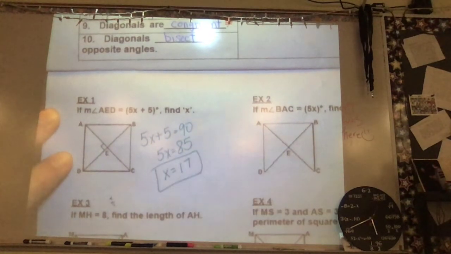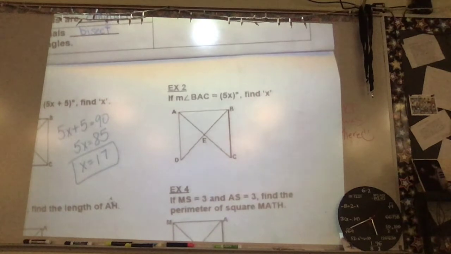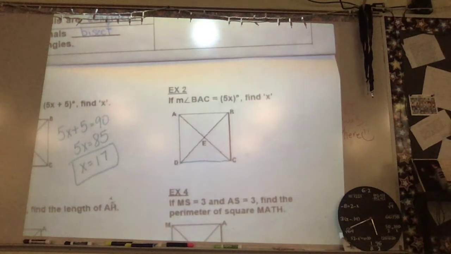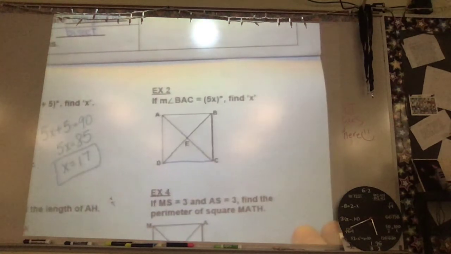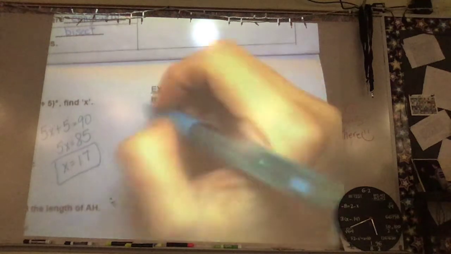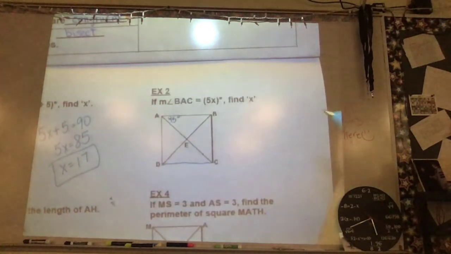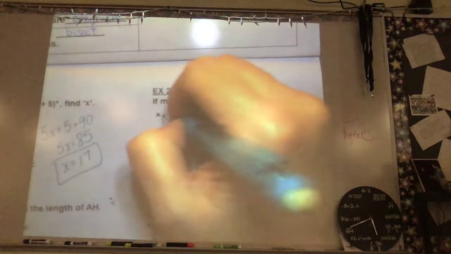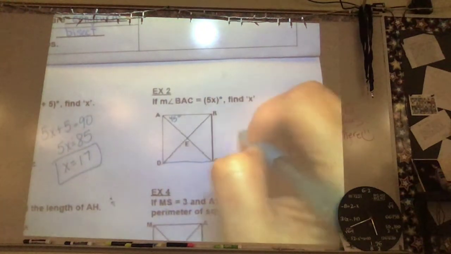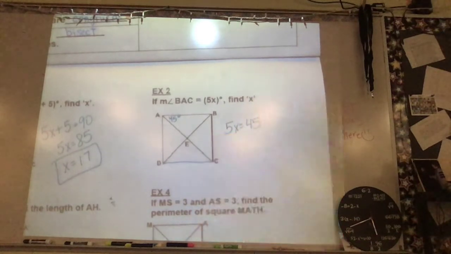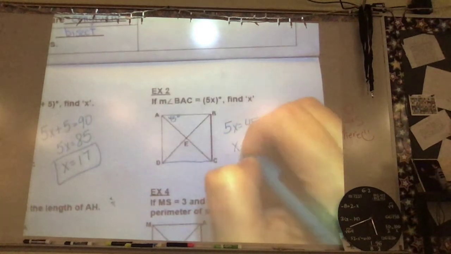Okay. Example 2, we have the angle. Is that a square? Do you think they probably intended there to be a line here? Okay, we're going to go with that. It says that angle BAC, which hopefully you know is 45 degrees, because in a square, the diagonals cut the 90 degrees in half. So angle BAC is 5x, find x. So we have 5x equals 45, and presuming you know your times tables, x is 9.